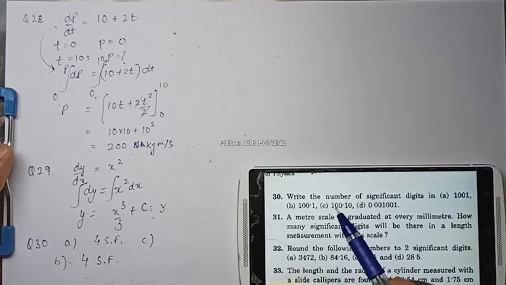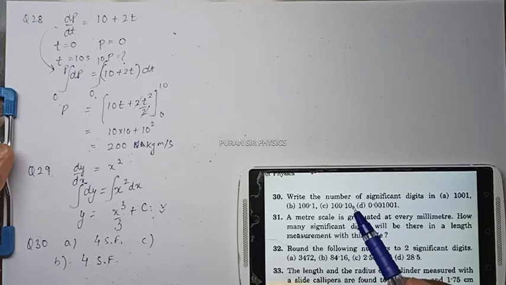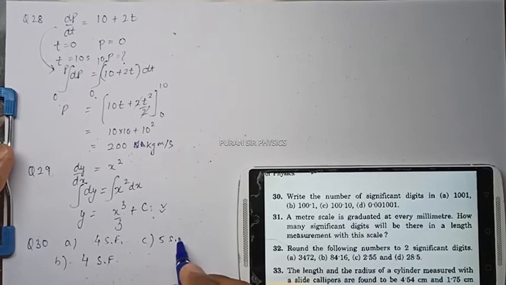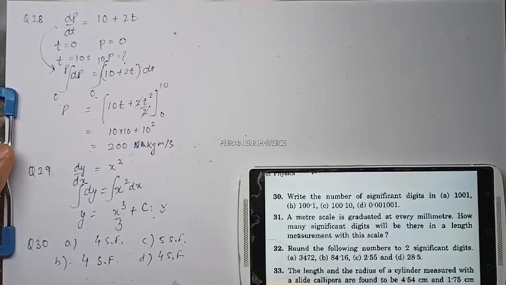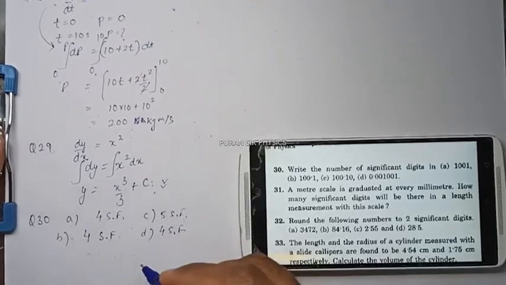In C, zeros appearing on the right side of the non-zero number, we consider them significant. So in this case there will be 5. And in this, the zeros appearing on the left of the non-zero numbers, we do not consider them significant. So you will have 4 significant figures here. So this is the answer of question number 30.